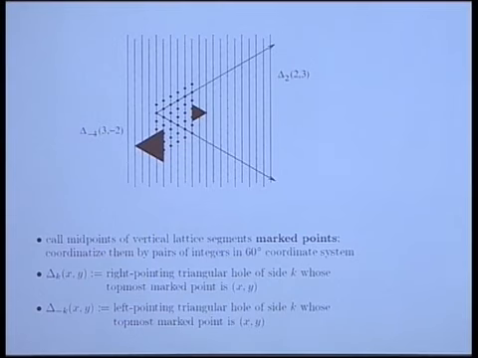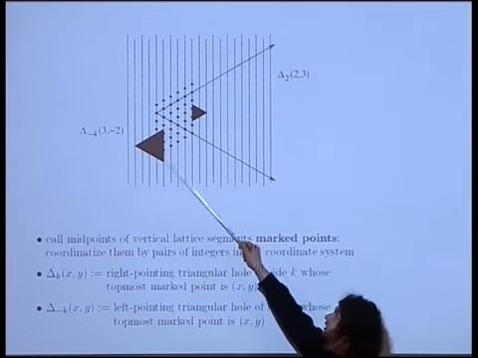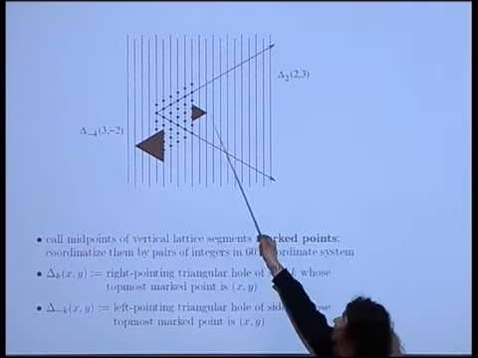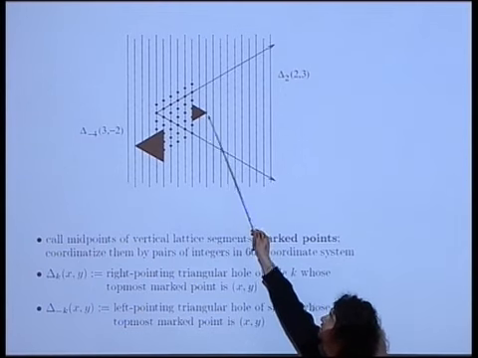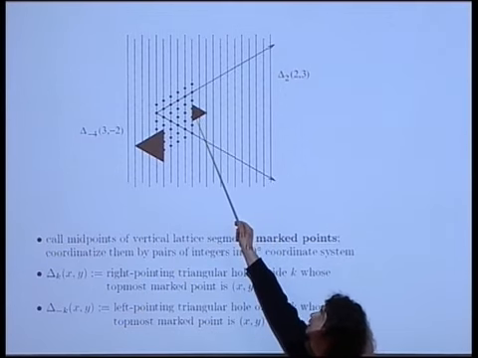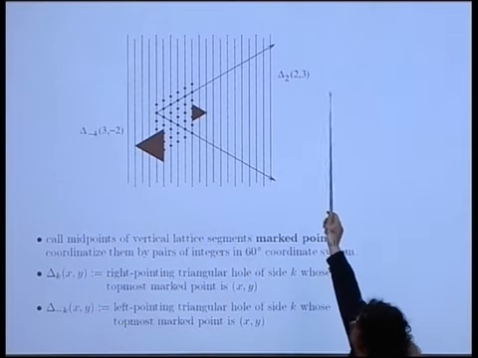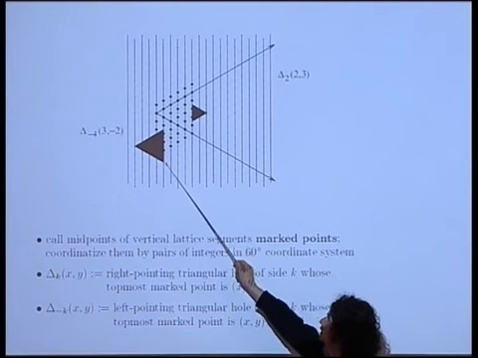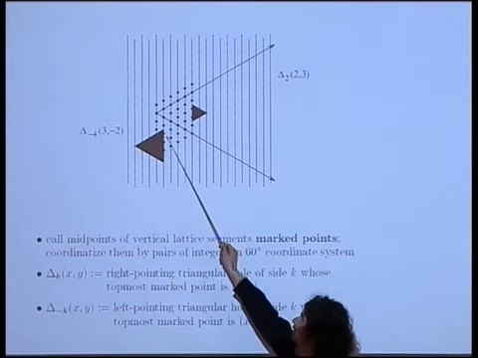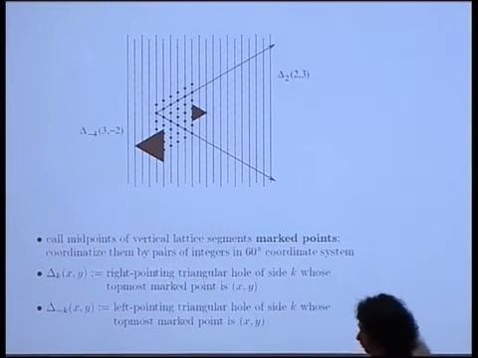So I can give names to all these holes, right? I can say that the position of this hole is pinned down by the topmost black dot on its boundary. The topmost black dot here has coordinates 2 and 3. The position of this one is pinned down by its topmost black dot, which has coordinates 3 and minus 2.